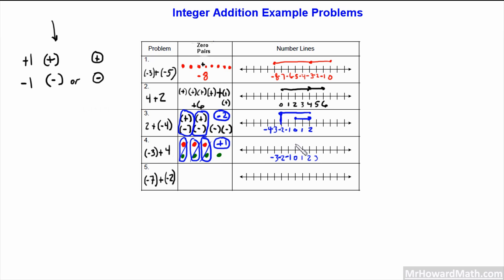Alright, so we start at 0. First we go 3 in the negative direction. 1, 2, 3. Gets us right here. Then we need to go 4 in the positive direction. That's 1, 2, 3, 4. Draw a little dash line. That gets us to positive 1. That checks out. Okay. Alright, now on to the last example here.